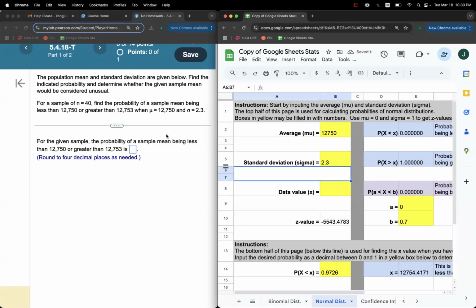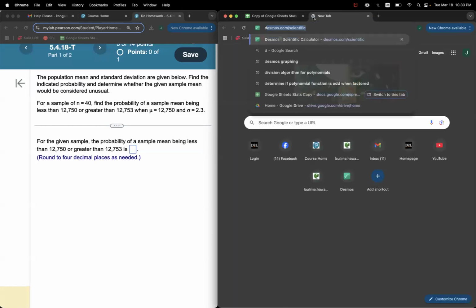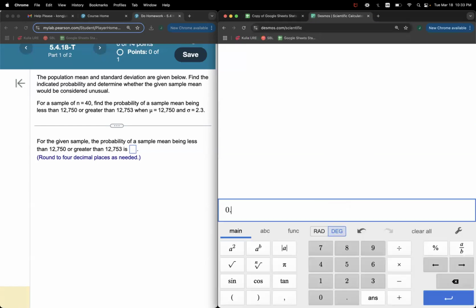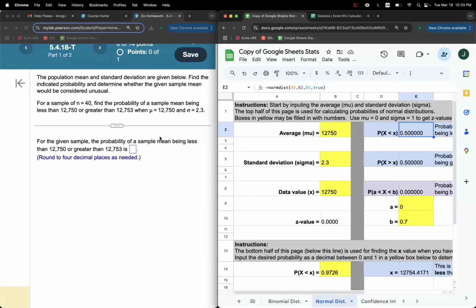And I want to know the probability of being less than 12,750. Let's do that first. That's actually exactly the mean, so that's exactly 0.5. So hold on to that number. 0.5 is half the story.